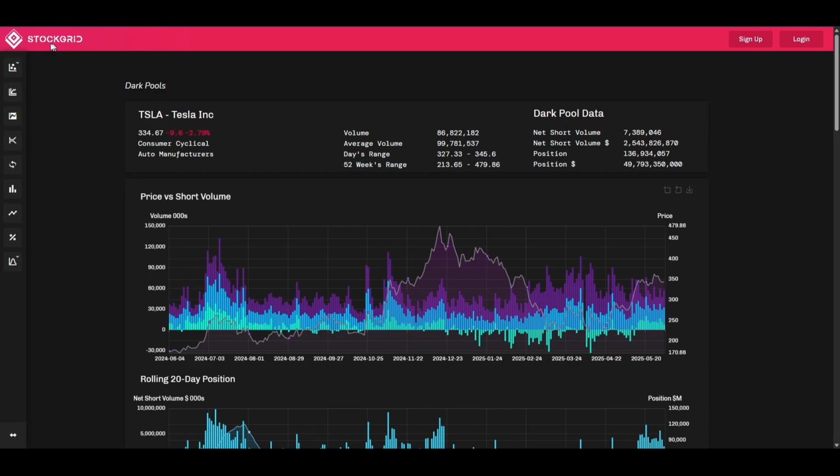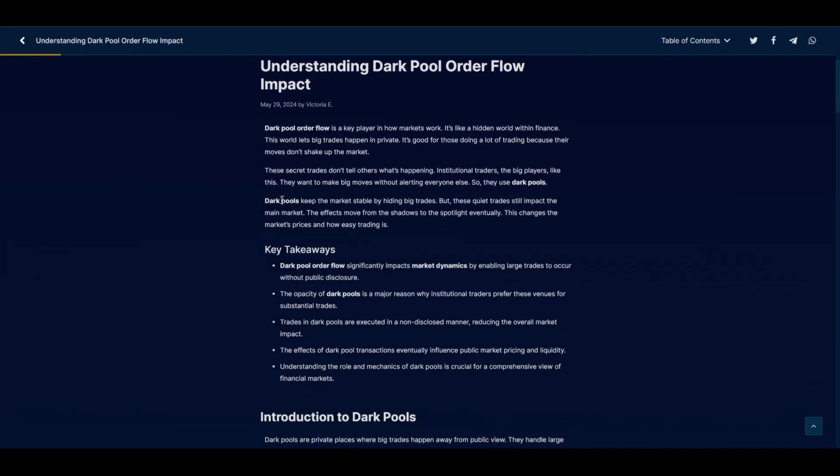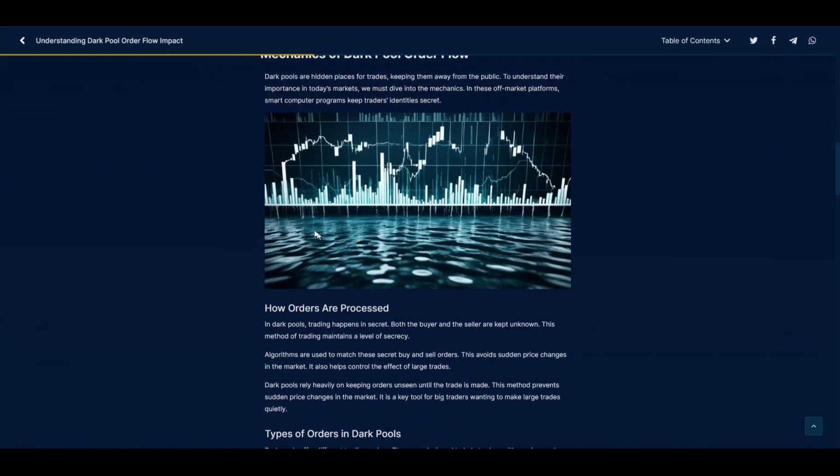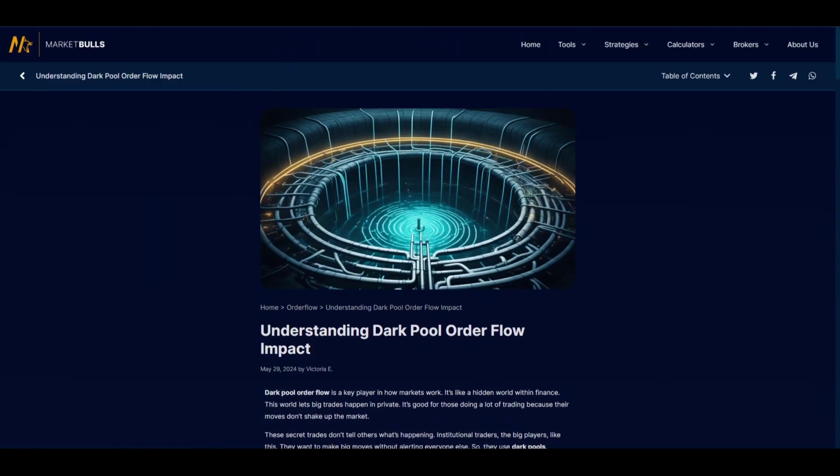This stock grid is very good. This website is very good. But if you need to read more in a textual manner about dark pools, I would highly recommend this. Markables is actually very good at explanations of these things, so I would definitely recommend this right here. Read this if you're interested in dark pools, etc.